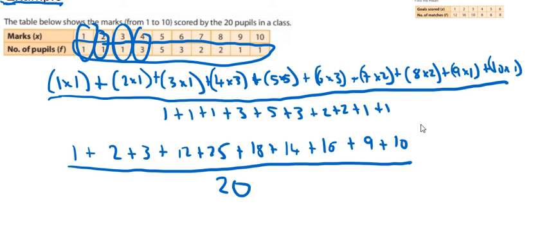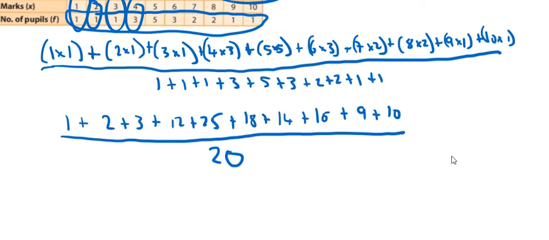So we're getting 20 on the bottom, which we should know that we get anyway, because it says at the start here there's 20 pupils in the class, and really that's what we've added up on the bottom. And if we just try it up the top then, so 1 plus, so that's going to be 6, plus 12 is 18, plus 25 would be 43, plus 18 would be 61, plus 14 would be 75, plus 16 would be 91, plus 9 would be 100, and then plus 10 would be 110. So I'm getting 110 on top.